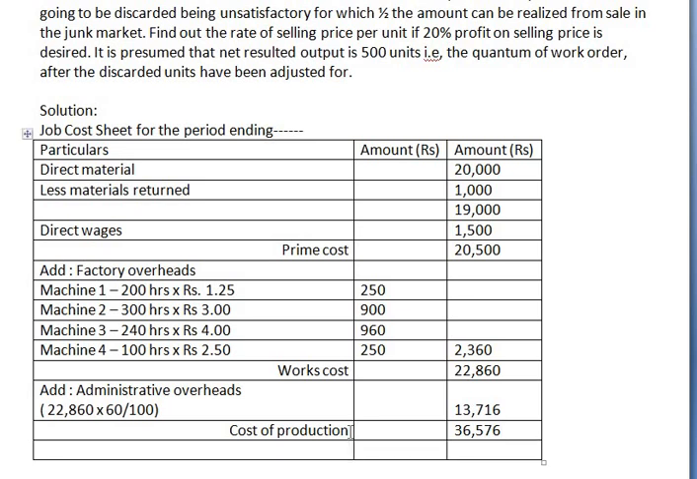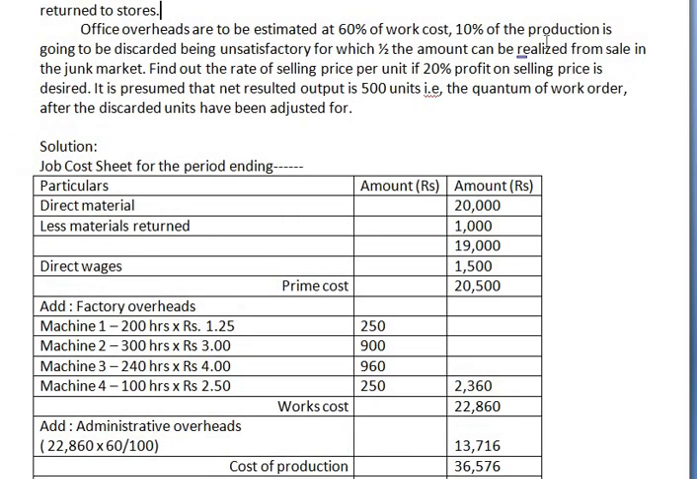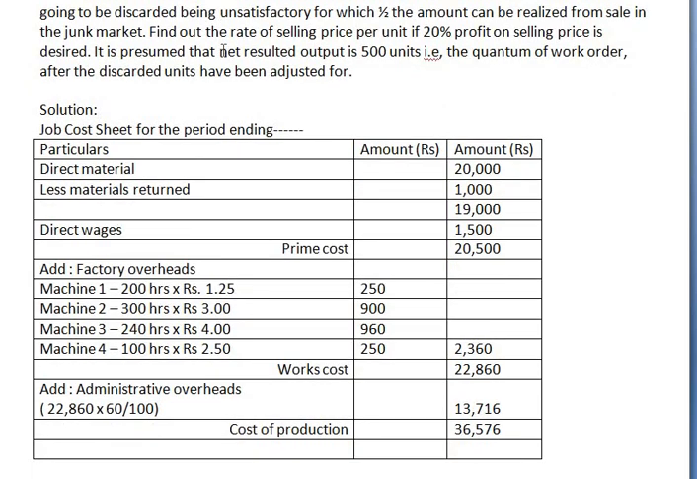Okay, yes. Now go through the problem. 10% of the production is going to be discarded being unsatisfactory, for which half the amount can be realized from sale in the junk market. So first what we will do, 10% of the production is going to be discarded being unsatisfactory, right? So from cost of production, we need to deduct, less, sale proceeds.